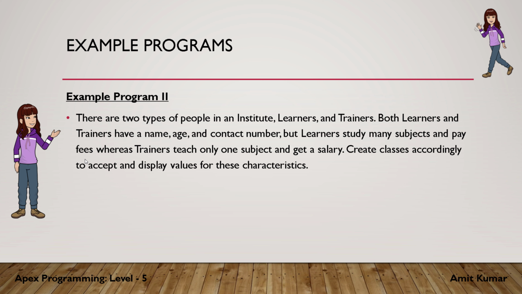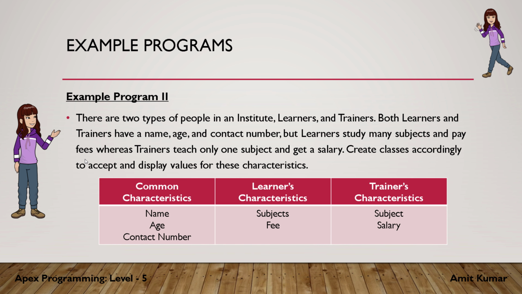So here they are actually talking about learners and trainers. It's talking about their common and their individual characteristics. As far as behavior is concerned, it is only asking us to accept and display values. Now if we see, there are some common characteristics over here like name, age and contact number. And there are some individual characteristics like learners have characteristics of subjects and fee, whereas trainers have characteristics of subject and salary.